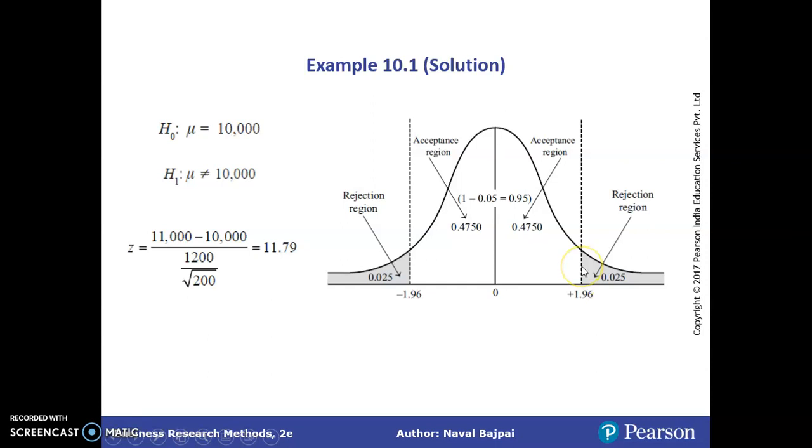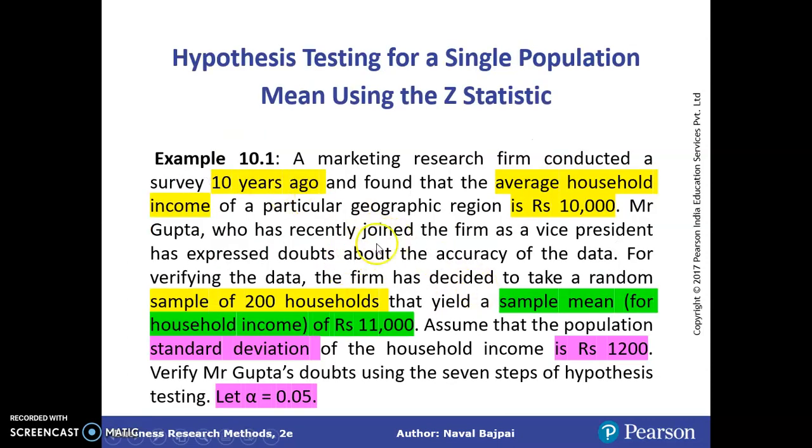In our case, we will say that mu is not equal to 10,000. This is the null hypothesis and we're rejecting it. We're not accepting that the mean is equal to 10,000. We're saying no, the mean has changed. And Mr. Gupta is right in saying that the mean must have changed. The survey also found that yes, the mean has changed, and the hypothesis we have been testing has rejected the null hypothesis.